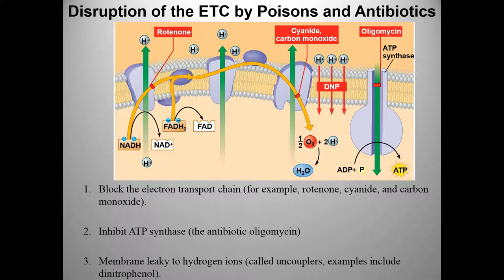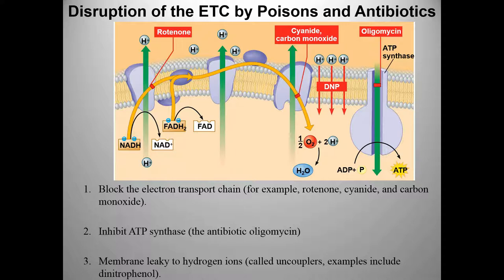All right, so there are different ways that this process of cellular respiration can be disrupted. We've already talked about how you can inactivate certain enzymes throughout cellular respiration pathways and disrupt this process of making ATP. You could have genetic disorders that result in faulty enzymes involved in different stages of cell respiration.